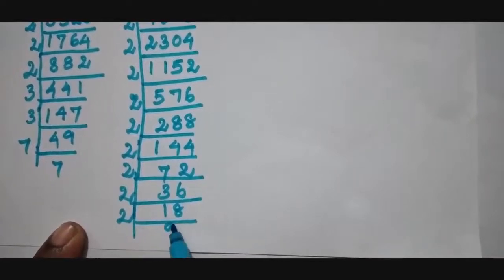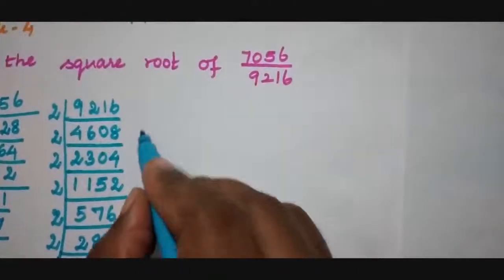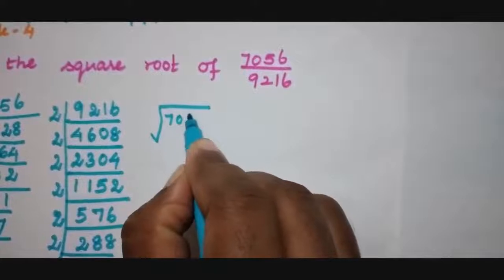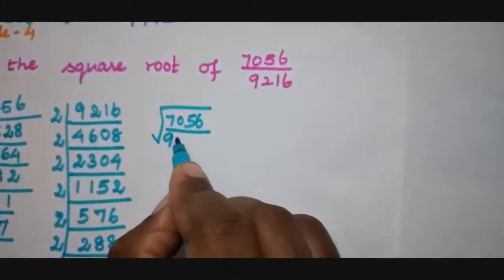36 2's are 72. 18 2's are 36. 9 2's are 18. 3 3's are 9. So we reach the prime number. Now the question is root of 7056 divided by 9216.